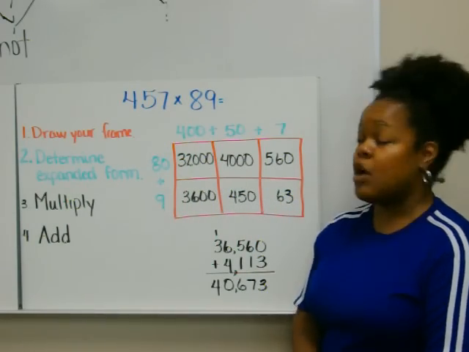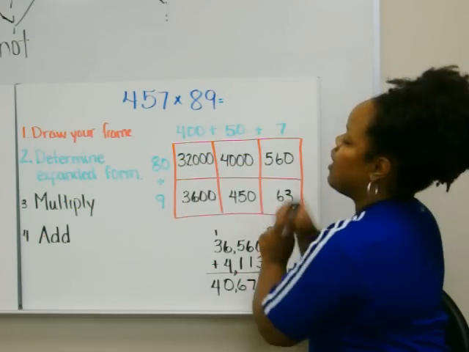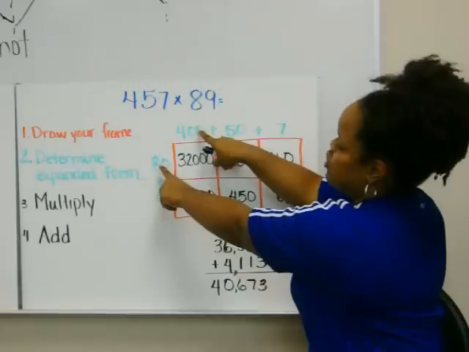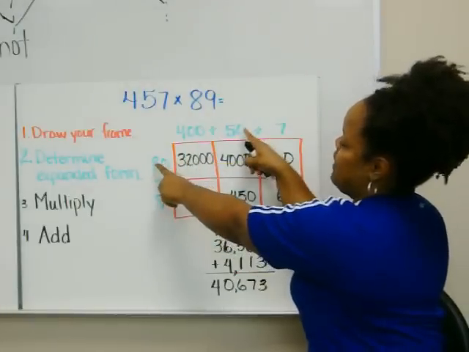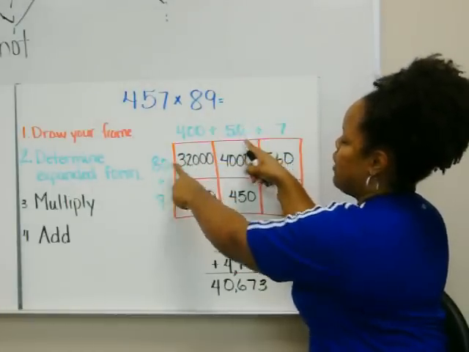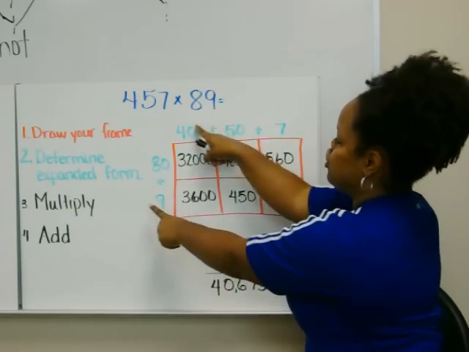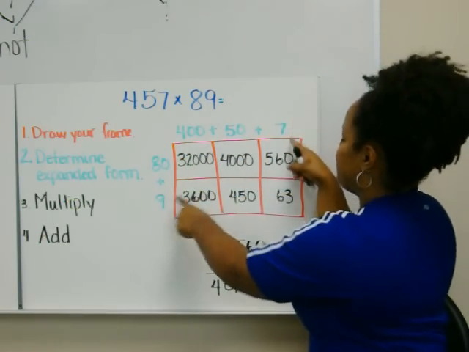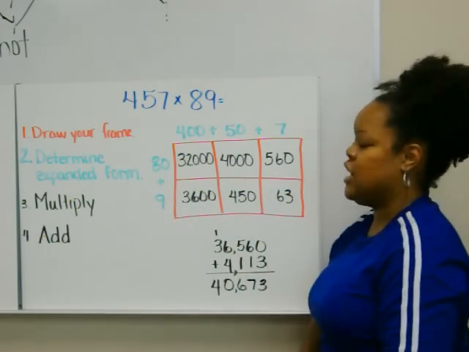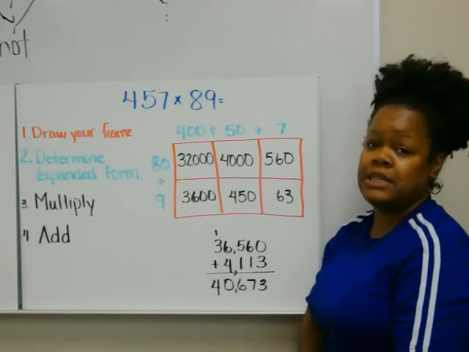If you notice, wherever the two numbers meet is where you place that product. So I'm going to multiply these two numbers and put the product in here. I'm going to multiply these two factors and put the product in this box, and so on. You keep doing that until your entire frame is filled in. After your frame is completely filled in, you're going to add all the numbers inside the frame together.